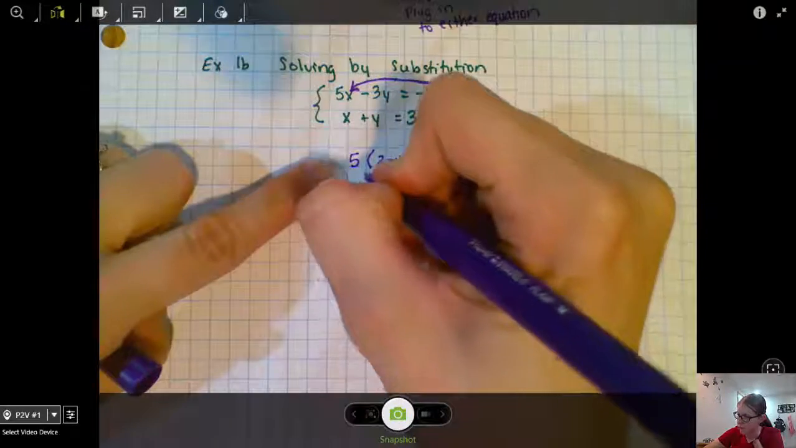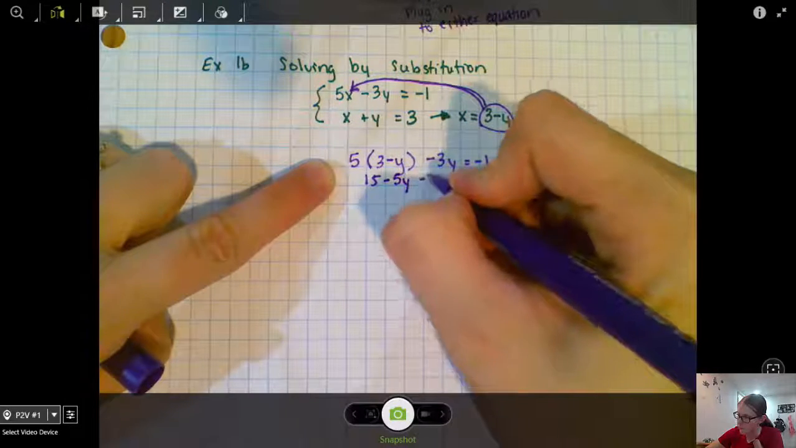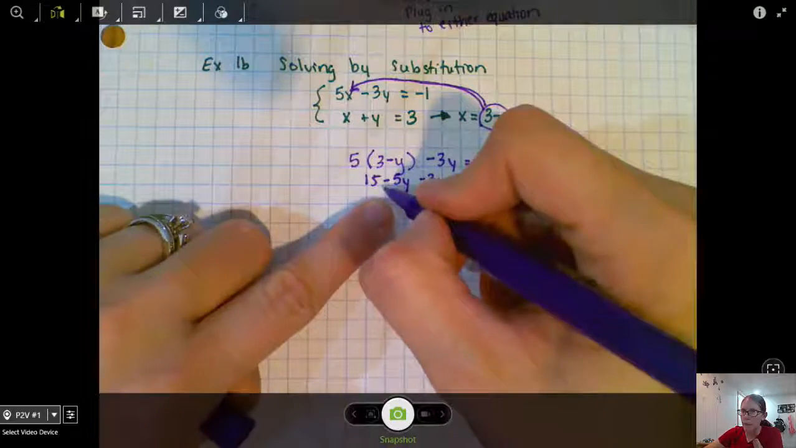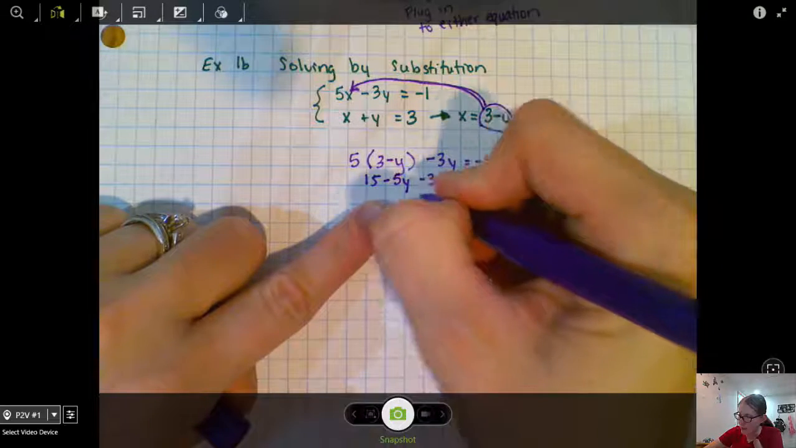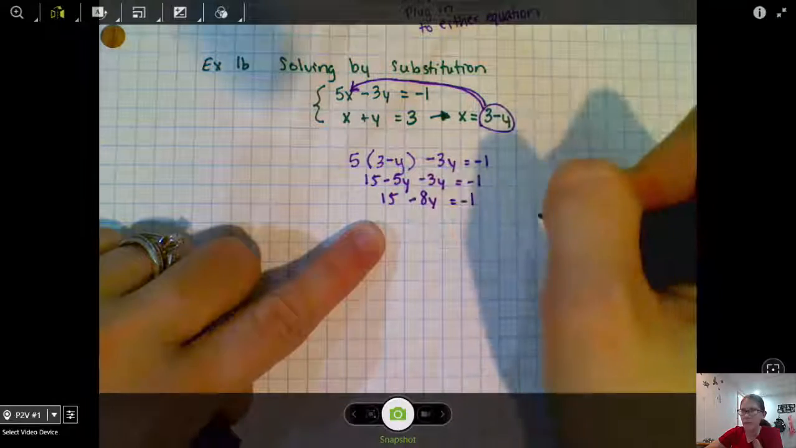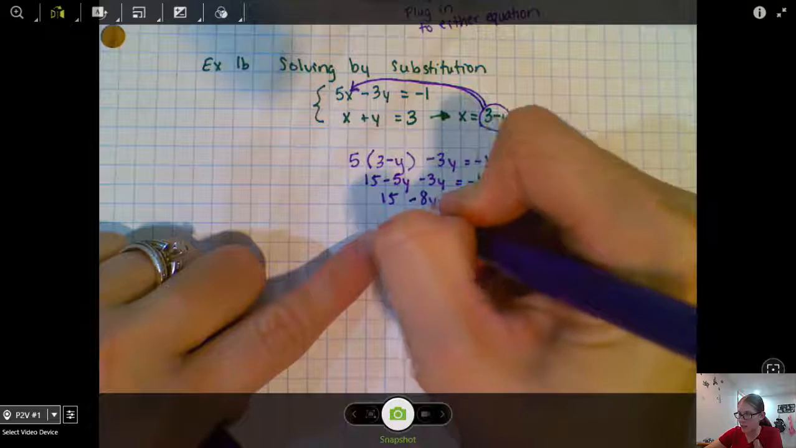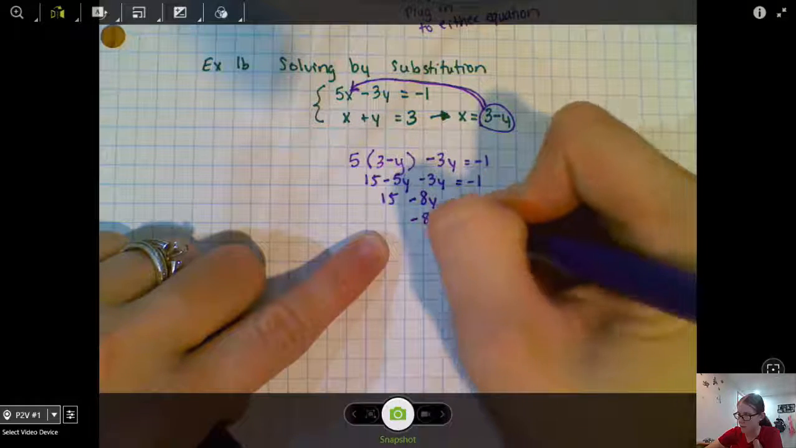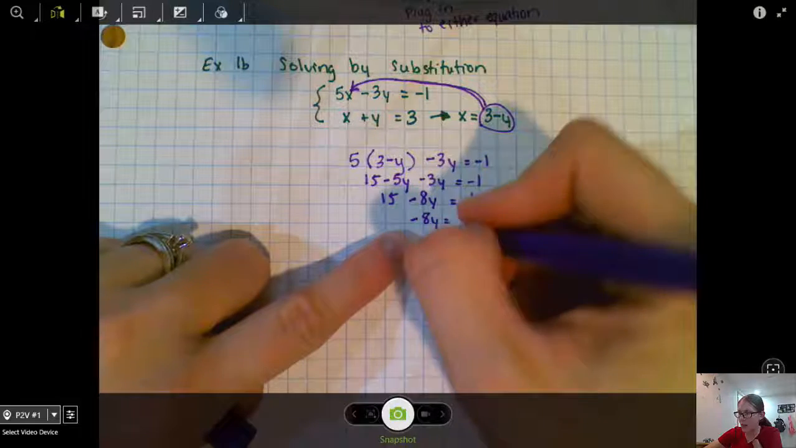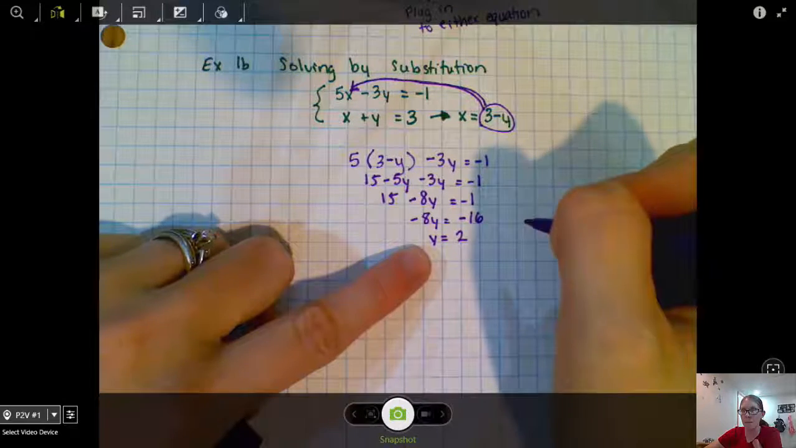Distribute this 5. You get 15 minus 5y minus 3y equals negative 1. Combine my like terms, negative 5y minus 3y is negative 8y. And I want to get y by itself, so I'm going to subtract 15 from both sides. Subtracted 15 again. And now I'll divide by negative 8. So this is positive 2 here.